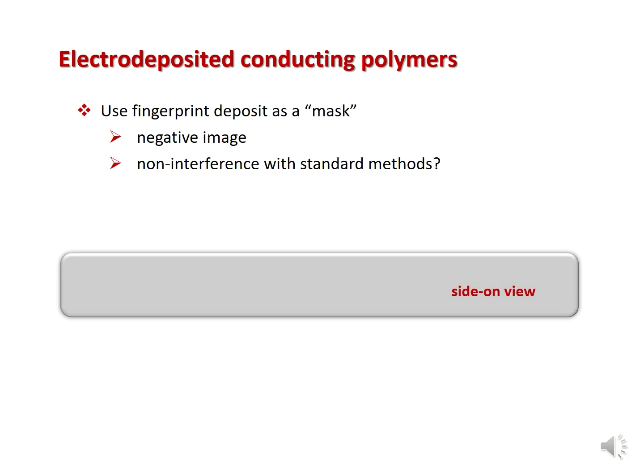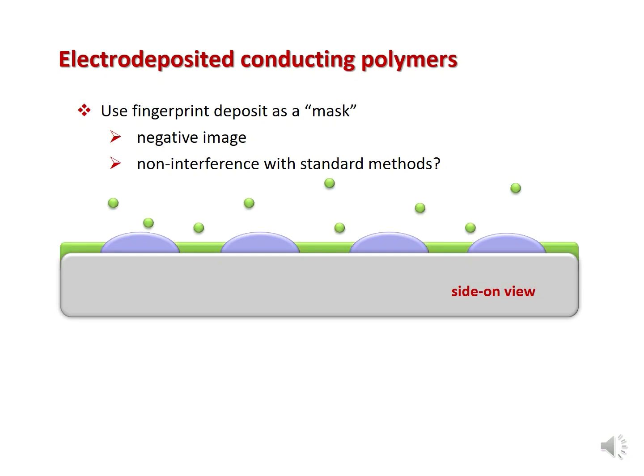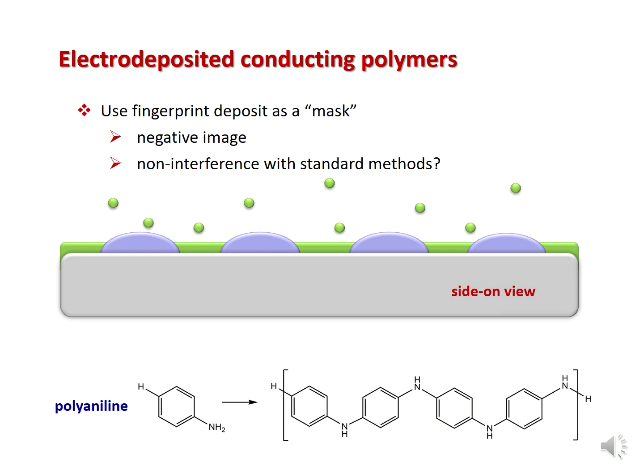So if we imagine here is our piece of stainless steel, viewed side on, and we're going to deposit our fingerprint. And here you can see all the cross sections of all the little ridges. And then we're going to immerse this in a solution of a monomer, not to scale, of course. Here are the monomer molecules. And as we pass the current, we're going to oxidize them, polymerize them, and we'll turn our colorless monomer into a colored polymer.